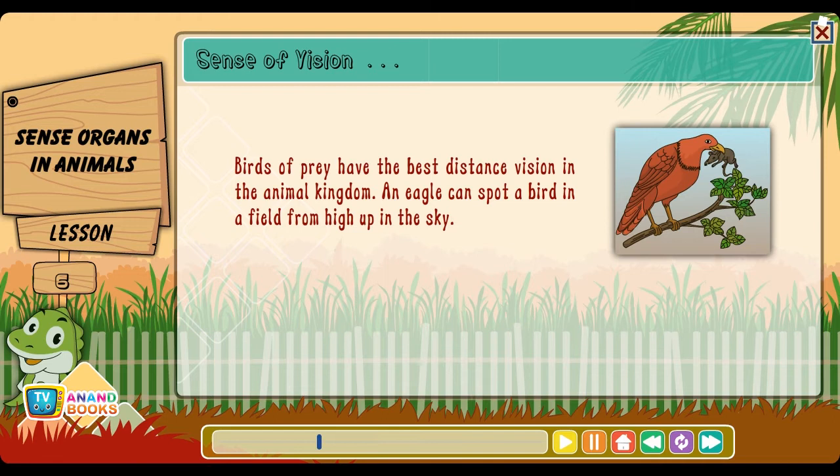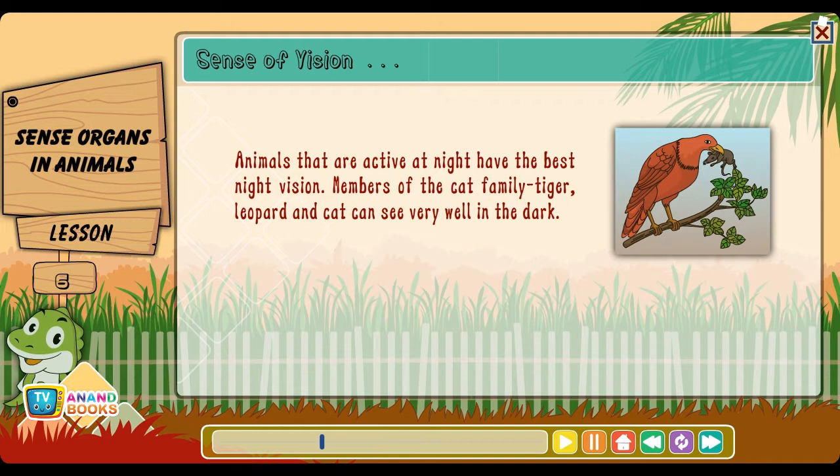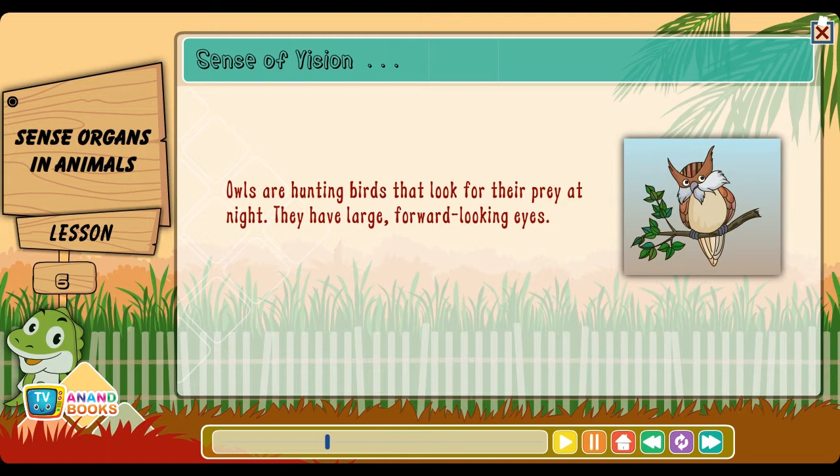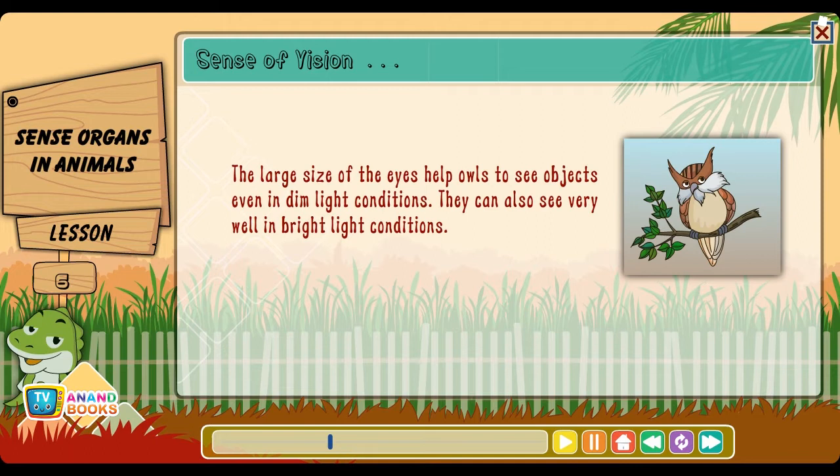Animals that are active at night have the best night vision. Members of the cat family, tiger, leopard and cat, can see very well in the dark. Owls are hunting birds that look for their prey at night. They have large, forward-looking eyes. The large size of the eyes helps owls to see objects even in dim light conditions. They can also see very well in bright light conditions.